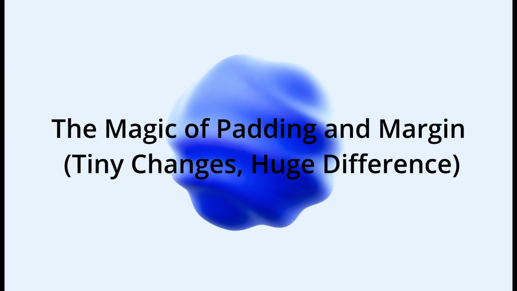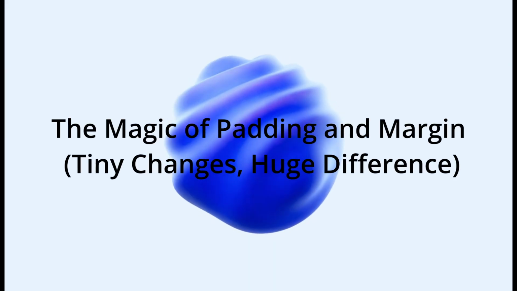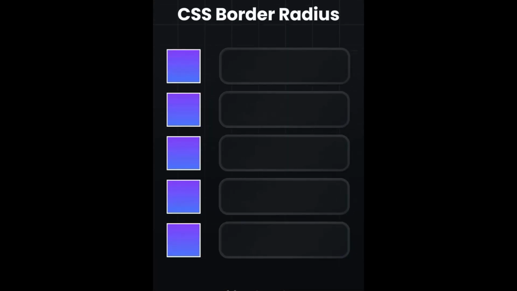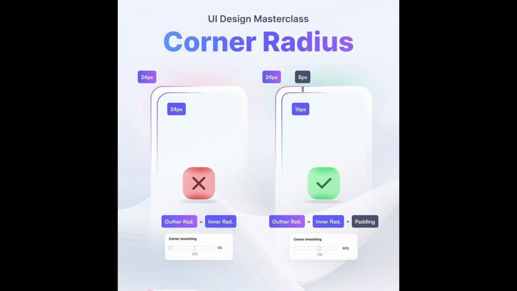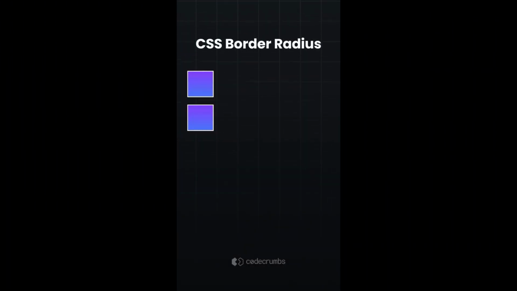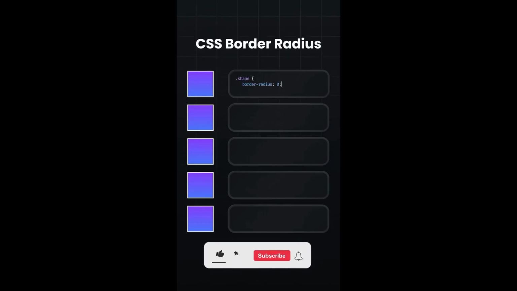3. The magic of padding and margin. Tiny changes, huge difference. Padding and margin are the invisible spaces that make your design feel clean and balanced. Padding is the space inside a component, like the space between text and the edge of a button, while margin is the space outside a component, like the gap between two cards. Using them properly helps your content breathe, improves readability, and gives your design a more polished, user-friendly feel. Think of padding as your design's cozy blanket, and margin as the personal space it needs to shine.